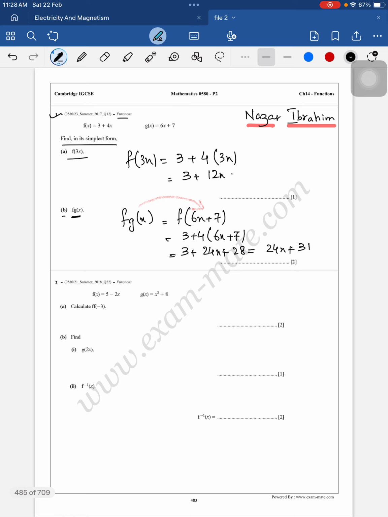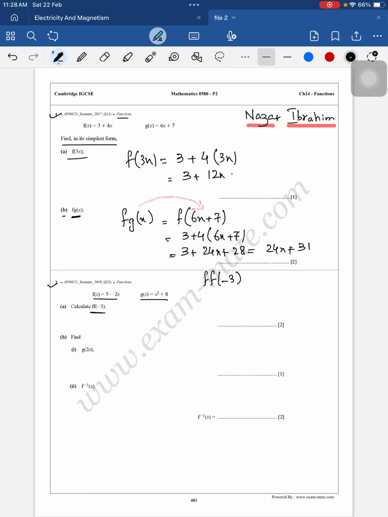Clear? Okay, question number 2. f(x) is equal to 5 - 2x. Function f, function g, both are given. Calculate f(-3). Now the strategy which we followed in the second part, we have to follow the same. Now see what we need to do over here.